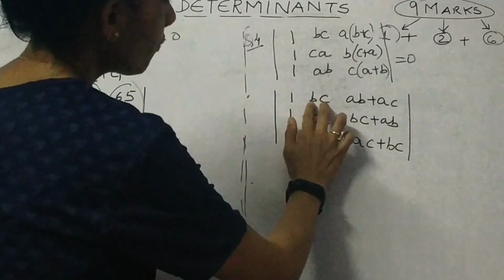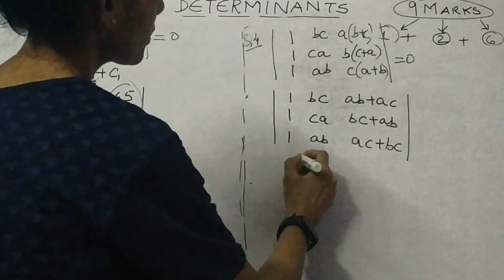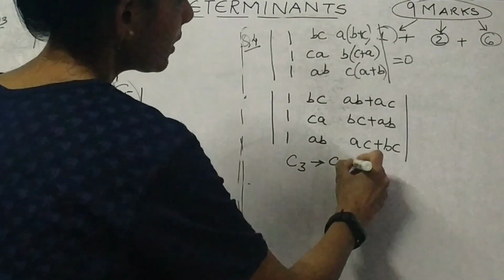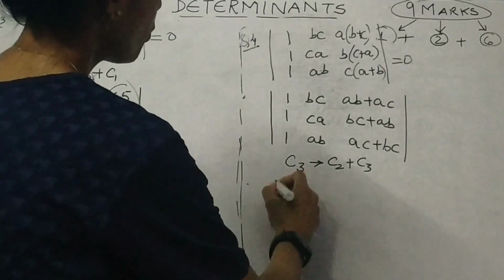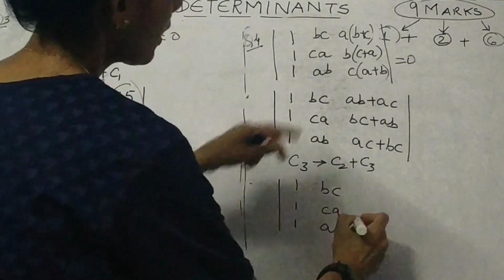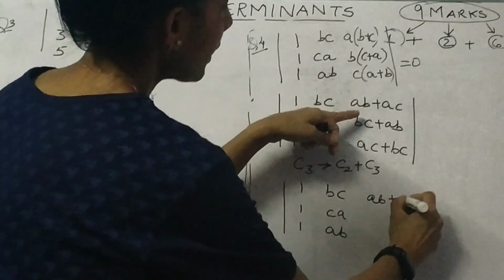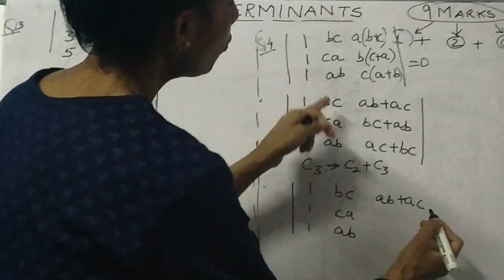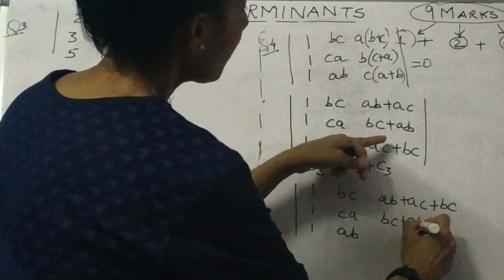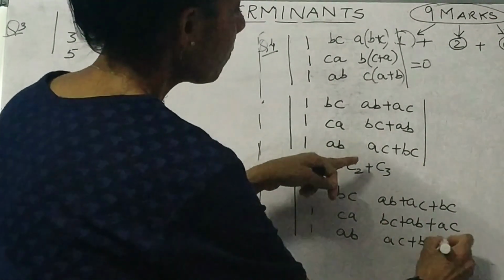Let's see. If I add column 2 with column 3, then what do I get? I am doing the operation in column 3 and I am adding column 2 and column 3. So it is 1, 1, 1, BC, CA, AB, and I am doing the operation in column 3. So it is AB plus AC and I am adding C2 to it. So this is BC plus AB plus AC. Again, AC plus BC plus AB.